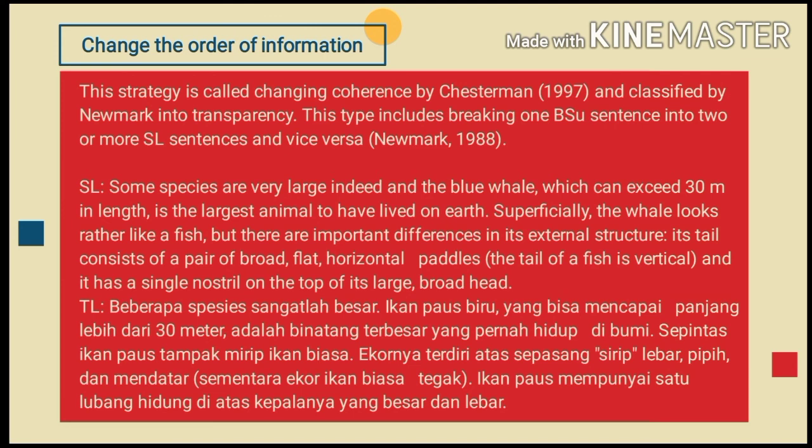Translated as, beberapa spesies sangatlah besar. Ikan paus biru yang bisa mencapai panjang lebih dari 30 meter adalah binatang terbesar yang pernah hidup di bumi. Sepintas ikan paus tampak seperti ikan biasa. Ekornya yang terdiri dari sepasang sirip lebar, pipih, dan mendatar. Dan sementara ekor ikan biasa tegak. Ikan paus mempunyai satu lubang hidung berada di atas kepalanya yang besar dan lebar.